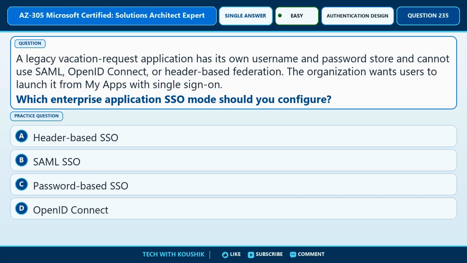Review the situation. A legacy vacation request application has its own username and password store and cannot use SAML, OpenID Connect, or header-based federation. The organization wants users to launch it from My Apps with single sign-on. Which enterprise application SSO mode should you configure? Review the options. Option A, header-based SSO. Option B, SAML SSO. Option C, password-based SSO. Option D, OpenID Connect.